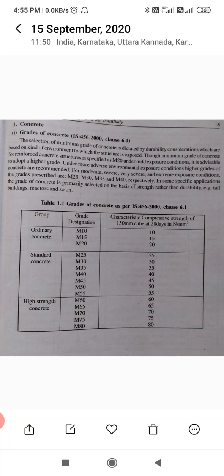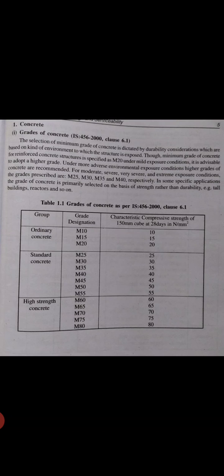So these conditions are given in that code book, and these are the grades of concrete prescribed in that code book, that is M25, M30, M35 and M40. M means mix, 25 means the characteristic strength after the 28 days of curing period. So if you test a cube for that particular grade, you have to test after 28 days of curing period. So M25 means the characteristic strength of the concrete is 25. M means mix.